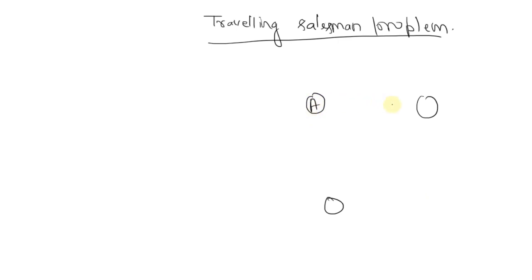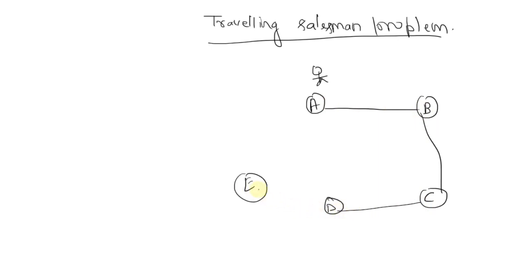Suppose the cities are represented by A, B, C, D and E. Suppose a salesperson is moving from one city to a different city, from A to B, B to C, C to D, D to E and E to A. Let the cost of A to B be 10 km, B to C 30 km, C to D 25 km, D to E 15 km and E to A 40 km.